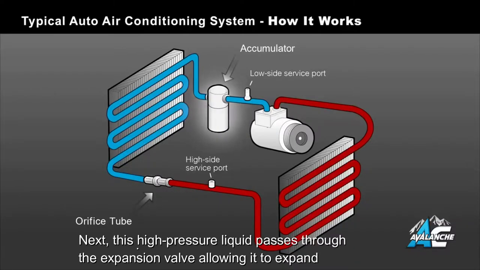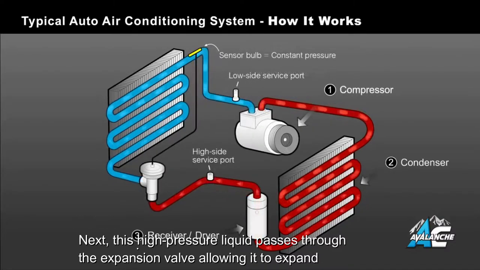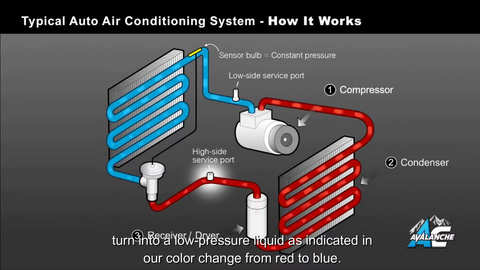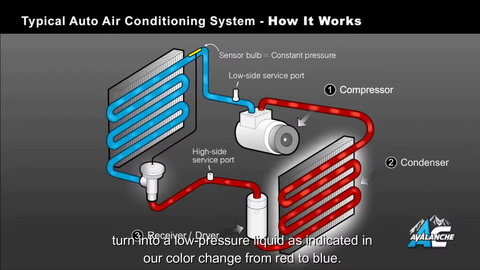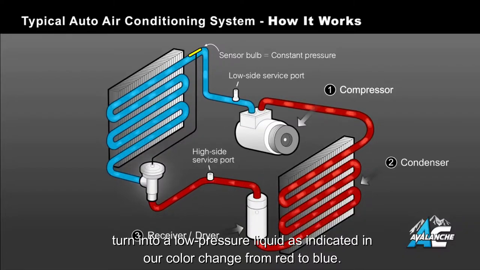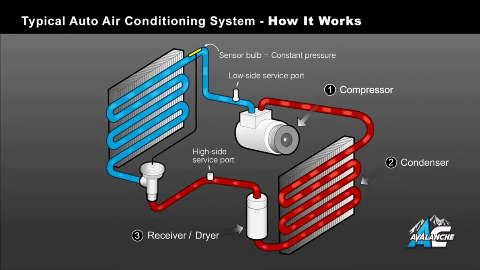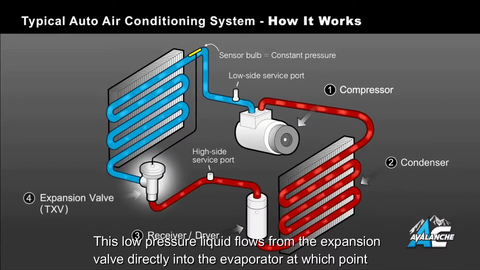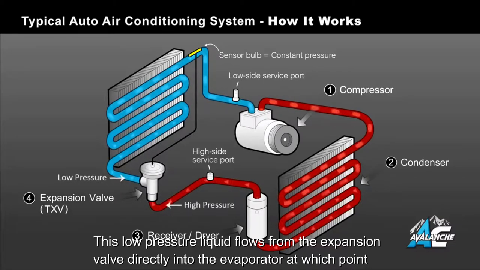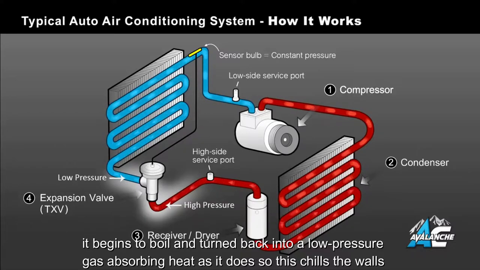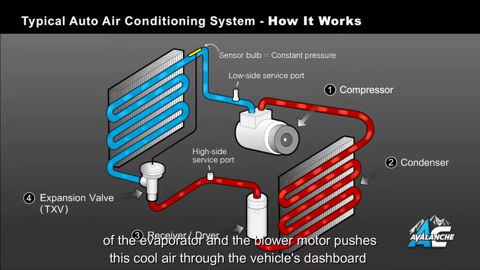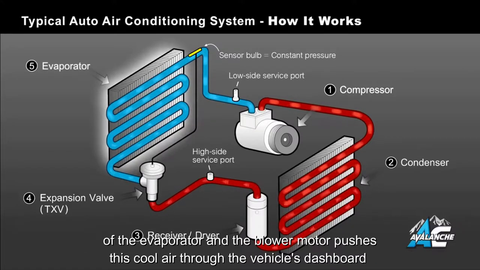Next, this high pressure liquid passes through the expansion valve, allowing it to expand and turn into a low pressure liquid, as indicated by our color change from red to blue. This low pressure liquid flows from the expansion valve directly into the evaporator, at which point it begins to boil and turn back into a low pressure gas, absorbing heat as it does so. It chills the wall of the evaporator, and the blower motor pushes this air through the vehicle dashboard vents.